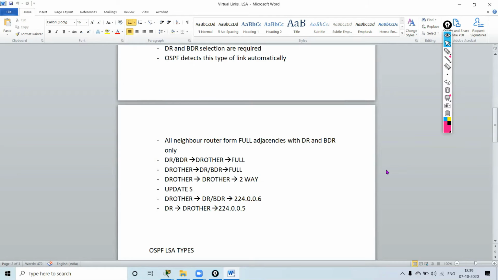And when DR other is sending the updates to DR or BDR, it is sending on the multicast address 224.0.0.6. And when DR is sending the updates to the other routers, it is sending on the address 224.0.0.5. That is the reason it uses two multicast addresses. Got it?